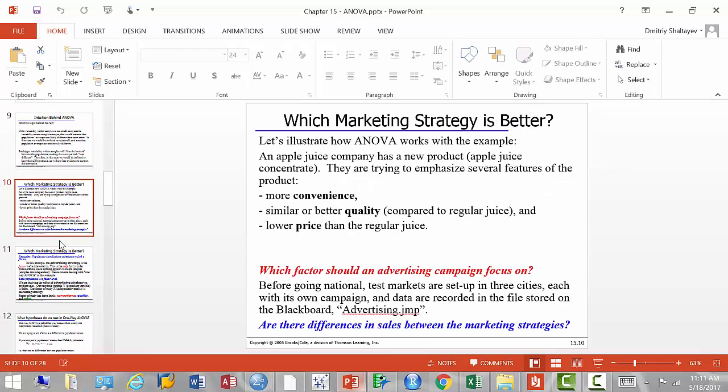Now, let's look at the specific problem. Okay, marketing strategy. A lot of our examples come from marketing area, right? Which marketing strategy is better?